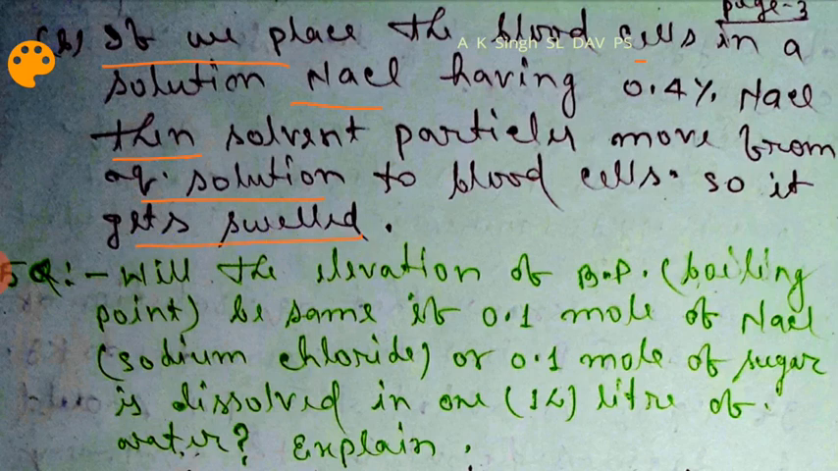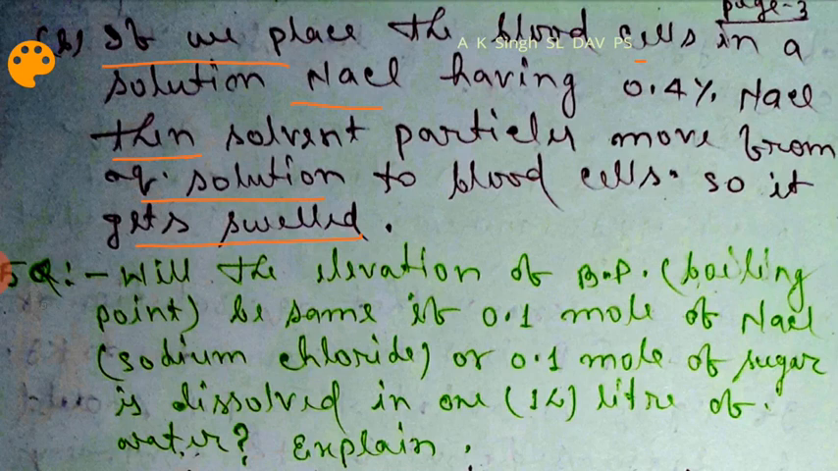Means if blood cells are given in an equally concentrated solution, nothing happens; in a lower concentrated solution, they get swelled; and if blood cells are given in a higher concentrated solution, they get shrunk.